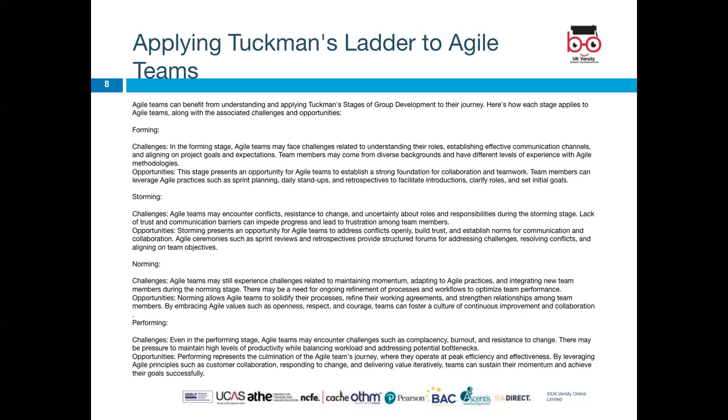Performing represents the culmination of the agile team's journey, where they operate at peak efficiency and effectiveness. By leveraging agile principles such as customer collaboration, responding to change, and delivering value iteratively, teams can sustain their momentum and achieve their goals successfully.